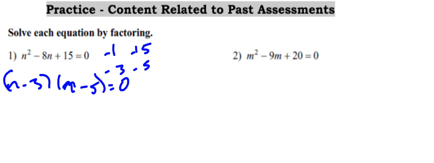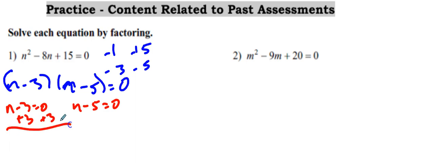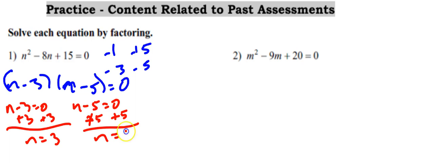You may recall then what we do is we take each of these factors and set them equal to 0 and solve. So we have n minus 3 equals 0, n minus 5 equals 0. Just need to add that number to the other side, and n equals 3, n equals 5. Those are our two answers for that problem.